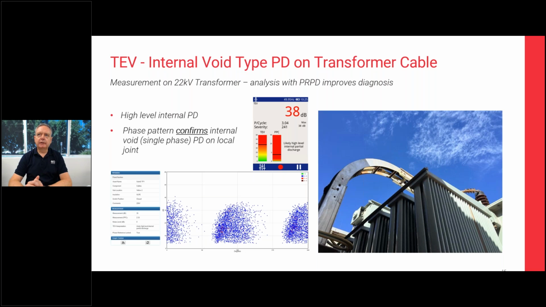So this particular instance, we were using transient earth voltage, so TEV capacitive coupler at the bottom of a cable termination on this 22 kV transformer. The equipment was able to give us a phase resolved plot, which is a representation of the amplitude of the partial discharge activity in reference to the 360-degree sine wave based on the 50 hertz in this particular instance. And you can see that we've got two clusters of activity happening 180 degrees apart here.